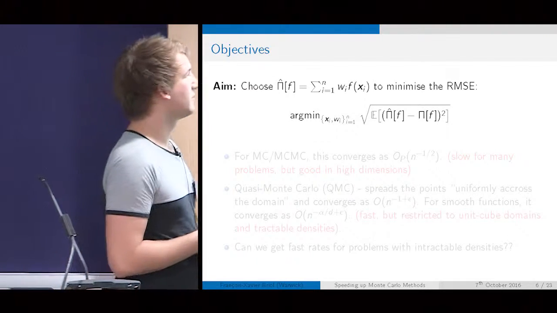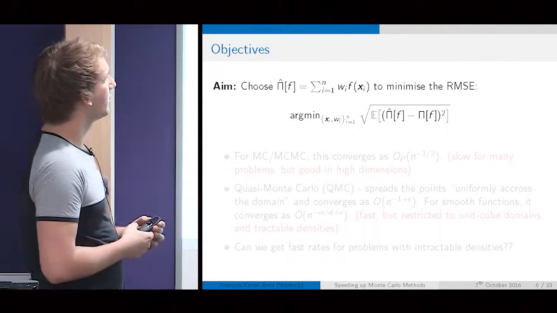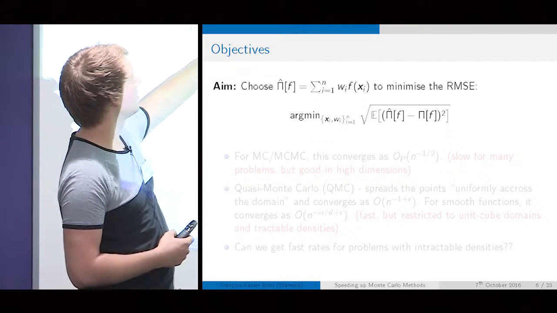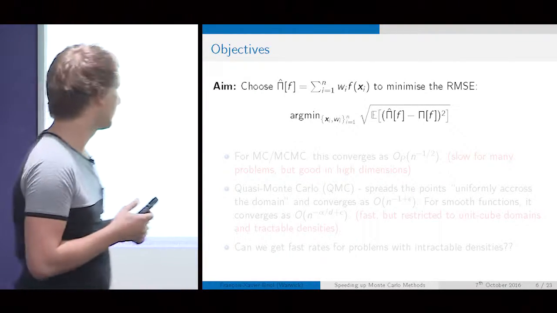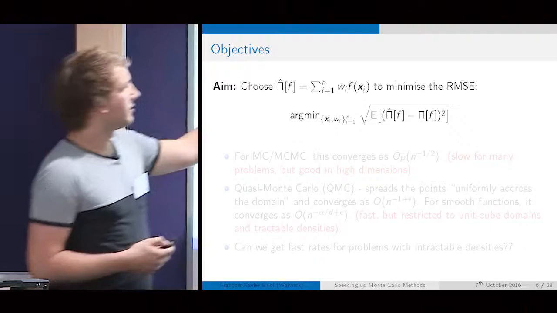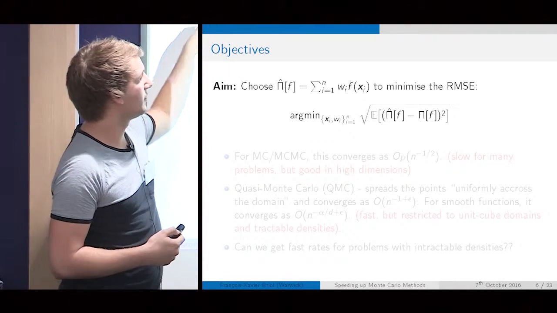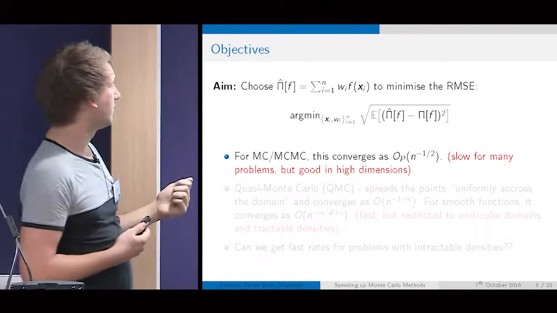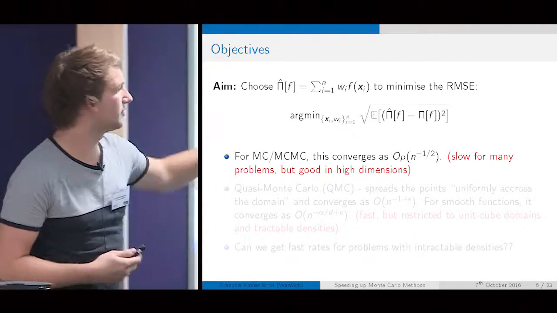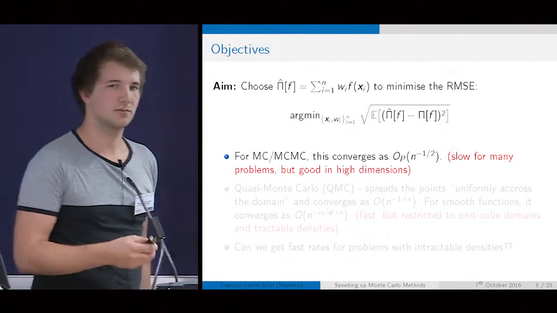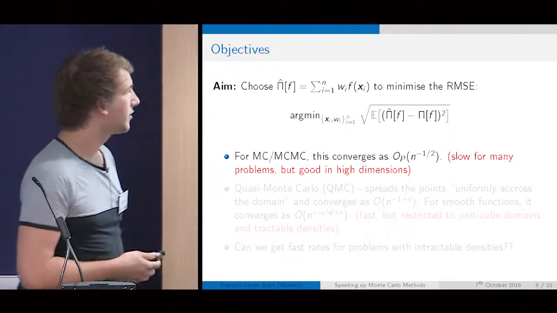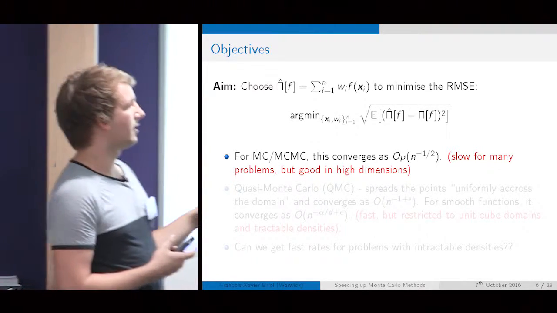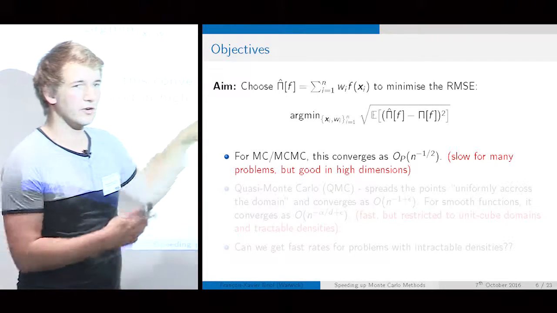So as I said, I want to minimize this root mean squared error, and the way I can do this is by choosing a quadrature rule that will minimize this. So what I can do is either improve my weights or improve my points. And I want to study how this reduces asymptotically as n increases. In the simplest case, if you take simple Monte Carlo or MCMC, this will reduce as n to the minus 1/2, and you can show this using some kind of central limit theorem. This is very good if you're in a very high dimensional problem, because you can notice that there's no mention of dimension in the rate.